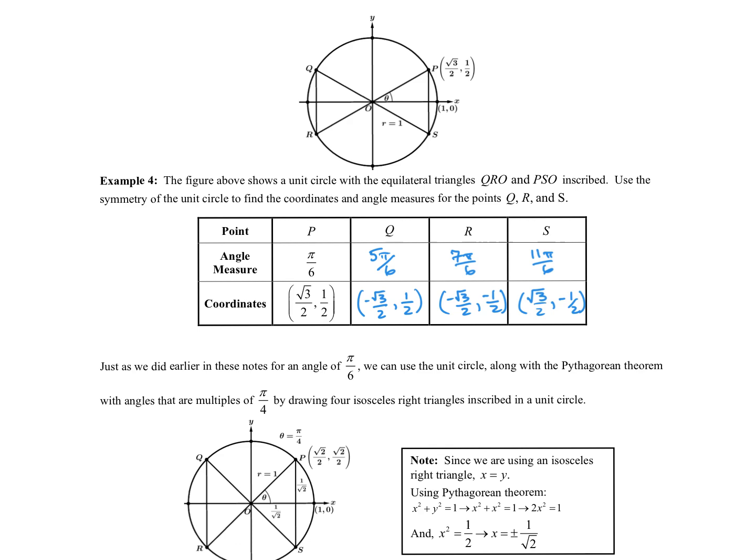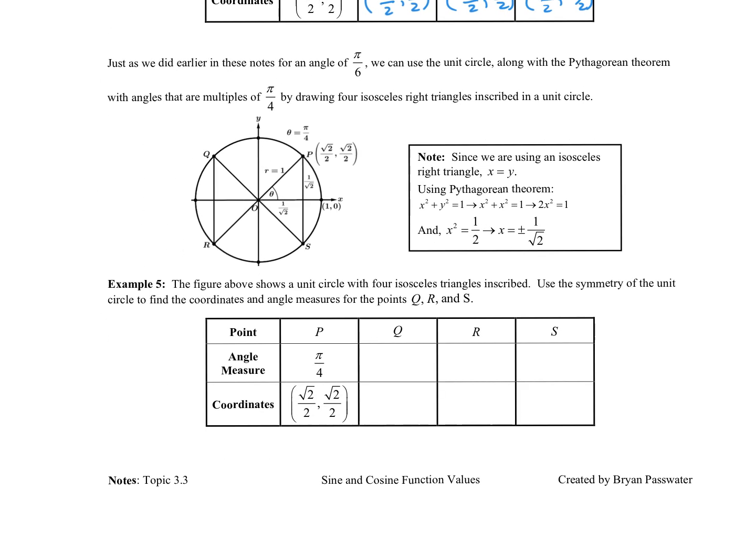Cool. Let's talk about pi over 4s now. Where are all the pi over 4s located? In the middle. So wouldn't that make sense that the x and the y values of my coordinates are the same? Because they're in the middle. So let's talk about p. So p, we got pi over 4 because we're in the first quadrant. Both of my coordinates are positive.